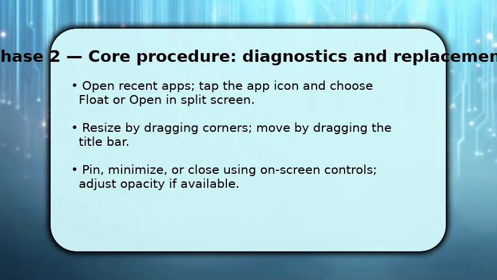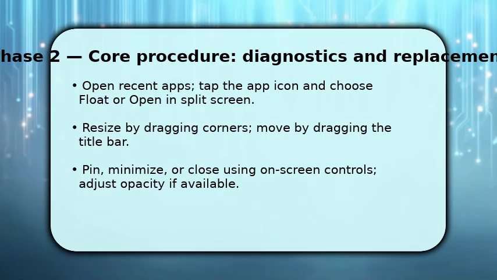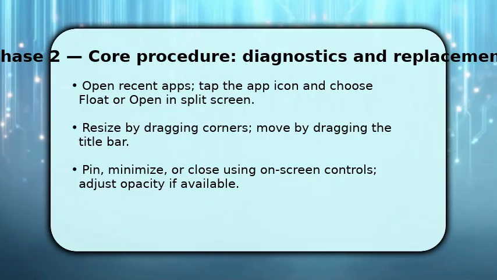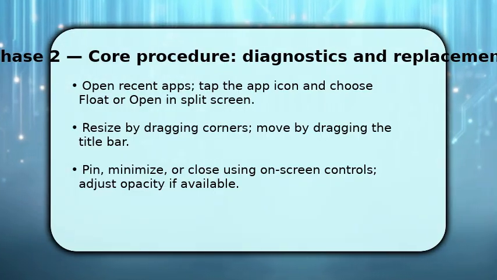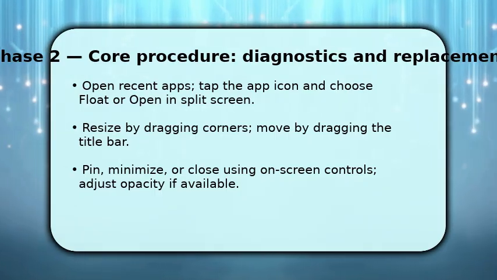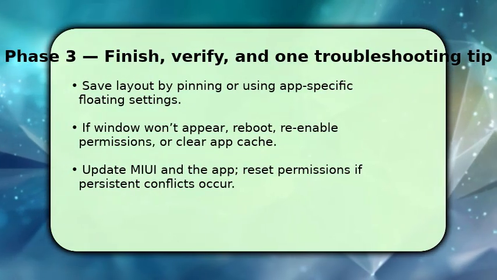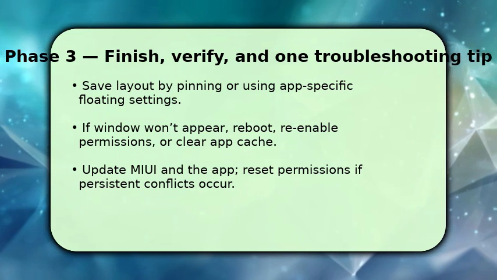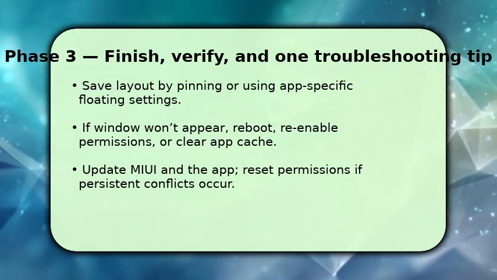Once positioned, use the window controls to minimize, pin, or close. If there's an opacity or edge gesture setting, tweak it for comfort so the overlay doesn't block important content. To finish, lock the layout you prefer and test common tasks in the floating window so you confirm usability.